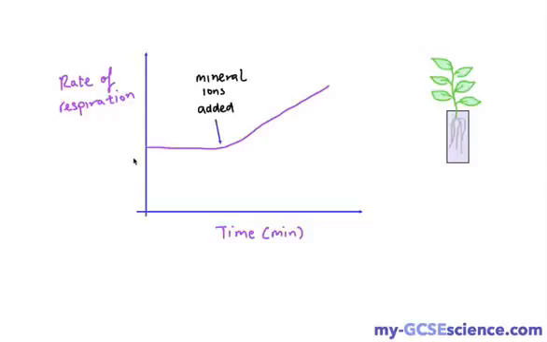y-axis there, the rate of respiration over a period of time, and at some point we can see that mineral ions are added, and as we add the mineral ions, the rate of respiration starts to increase. Why is that? Well, it's all linked to what we've just been talking about. Mineral ions in solution here are usually brought in by active transport, and if we're using active transport, we require energy, and if we require energy, we require respiration.